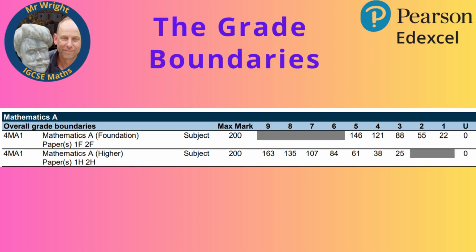So, the grade boundaries. Well, here they are. And what you need to do is to add together your 2 marks on the 2 papers. Of course, both marks out of 100, so that gives you a total out of 200. And then you can use this table to read off what your grade would have been had you sat this set of papers.